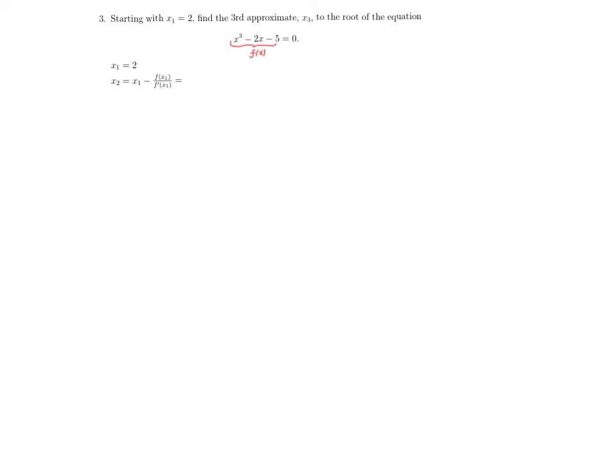In order to do so, we need to know f prime. So if f of x is the polynomial x cubed minus 2x minus 5, f prime is its derivative, 3x squared minus 2. So in terms of our x2, it is going to be x1 minus f of x1 all divided by f prime of x1.